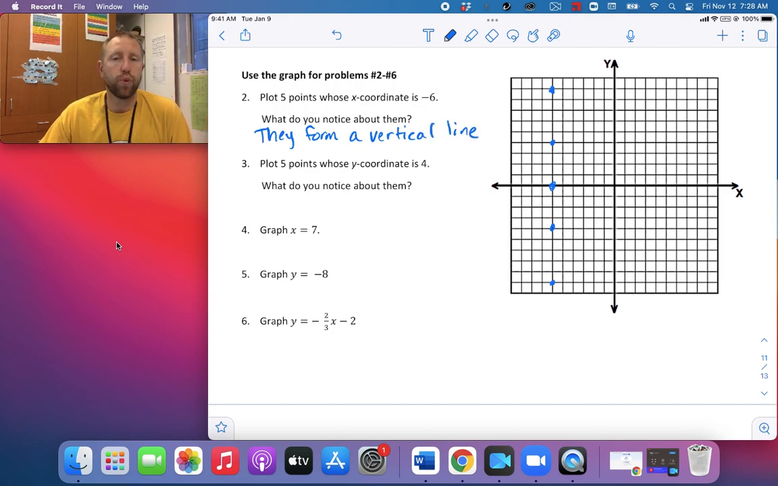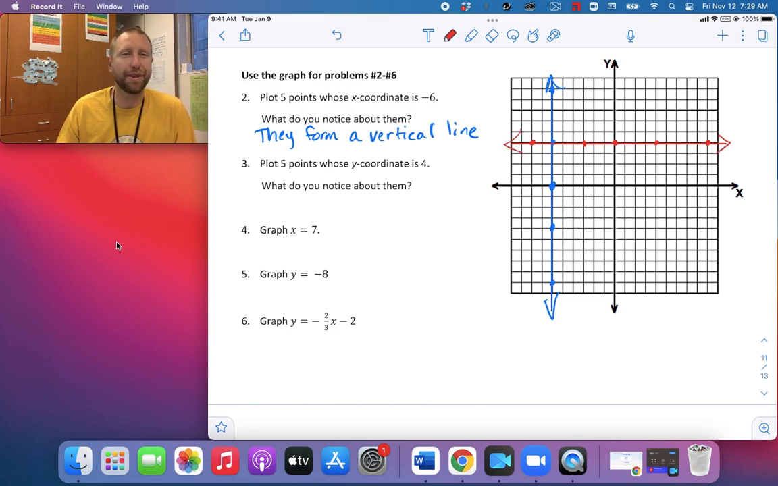Then it says plot 5 points whose y-coordinate is 4. So I'll do that in a different color, just so it stands out from the vertical line. Y-coordinate is 4, so up 4, 1, 2, 3, and 4. Look at that. I chose one of my points on there from the vertical line. Oh, I should have connected those. Let me connect those. Let me draw a line through those vertical points, and let me draw a line now through those. That's going to help me answer the question, what do I notice?